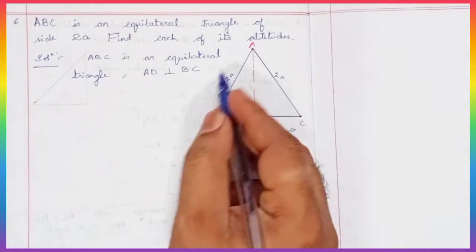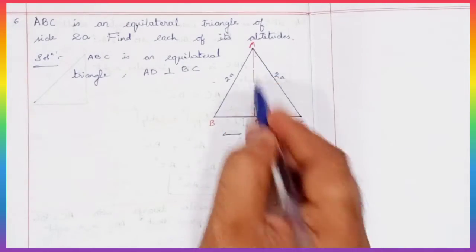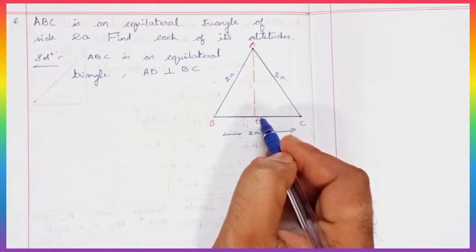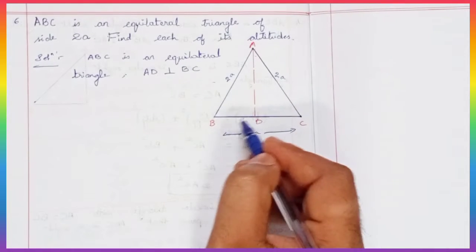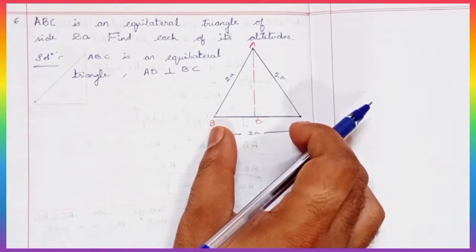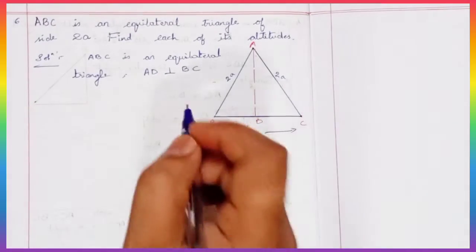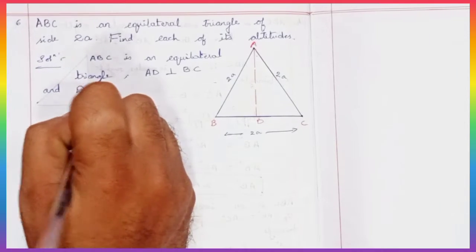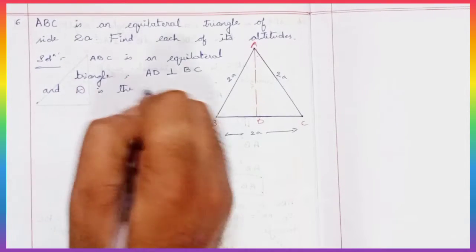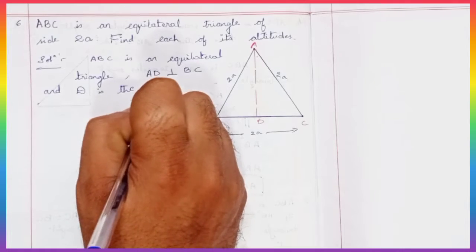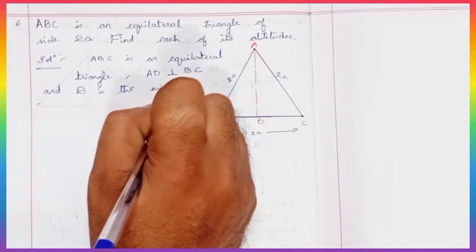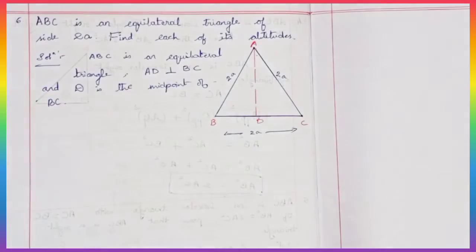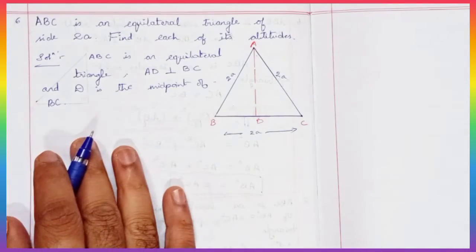And in an equilateral triangle, we need to understand the altitude, the point D will be the midpoint of the base. That is, it is going to divide the length of BC into two equal halves. So, D is the midpoint of BC. I hope that you people have understood up to here.